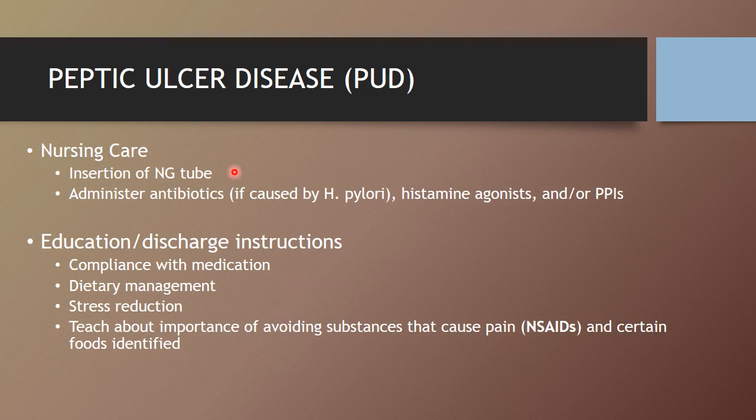Nursing care: you may put in an NG tube, and then if H. pylori, which is very common for PUD, is the cause of it, then you'll give antibiotics. They may also be on a histamine antagonist or proton pump inhibitor as well, either by itself or as a group. They're all going to be given together. Education, discharge instructions: make sure they're compliant with their medication. Dietary management: they need to keep a food journal to figure out what's really irritating to them, and whatever it is, they need to avoid that.